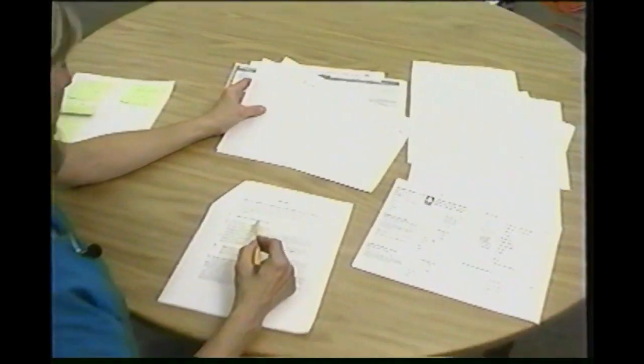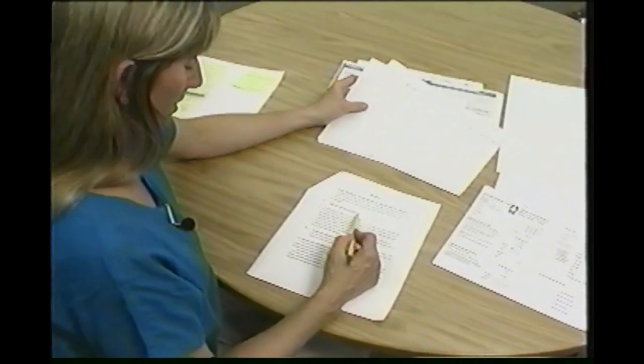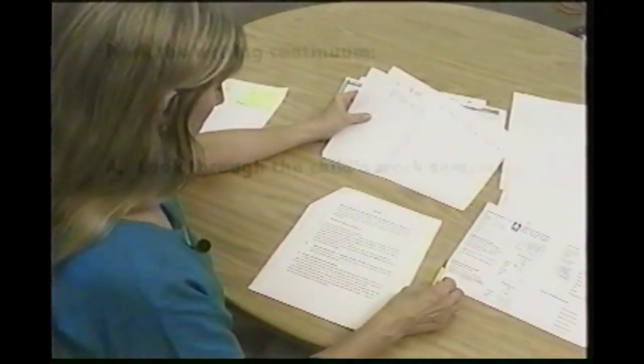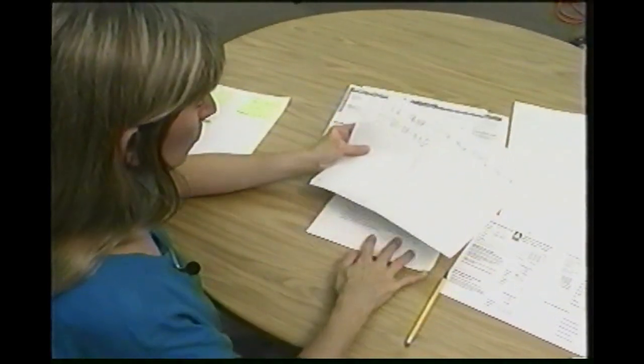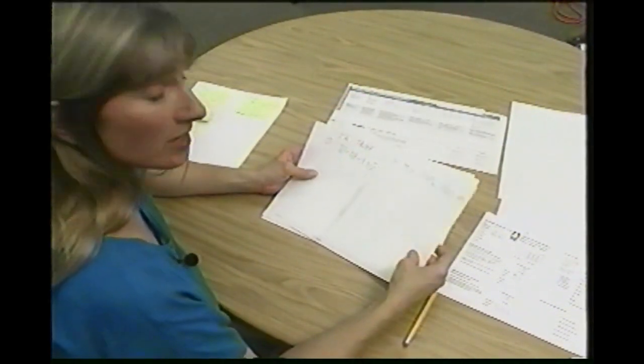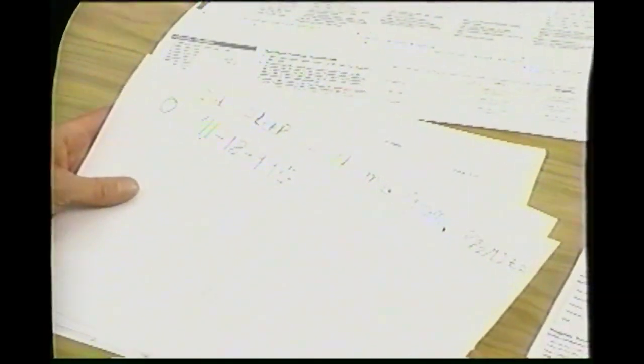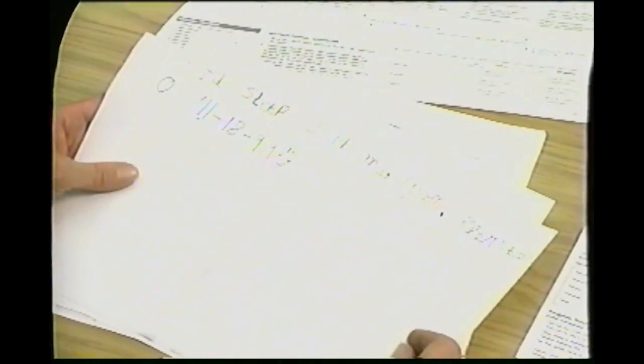The first step in marking the writing continuum is to look through the child's work samples. So I'm just going to have a look through here and think about what Kirsten was doing in her writing. And this was actually in November and December of last school year. That should help me, though, to know what she was doing a little earlier, too.